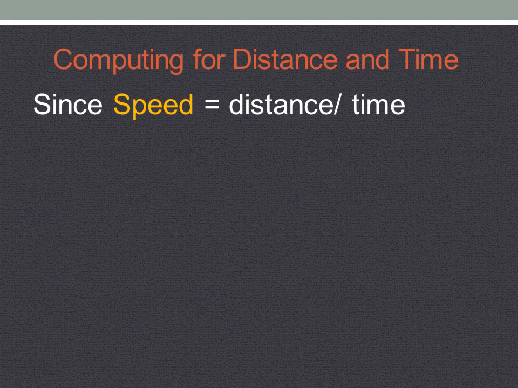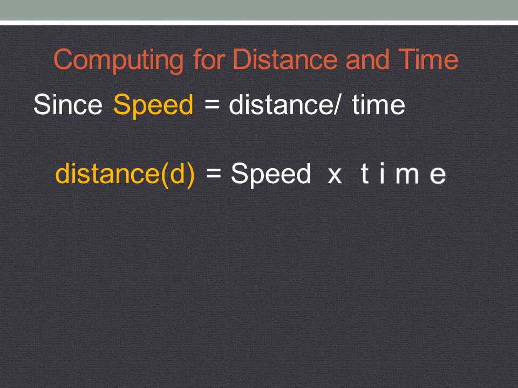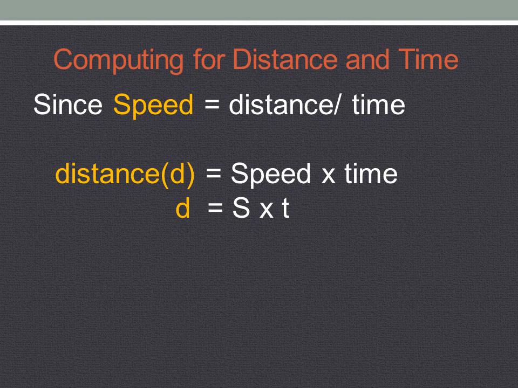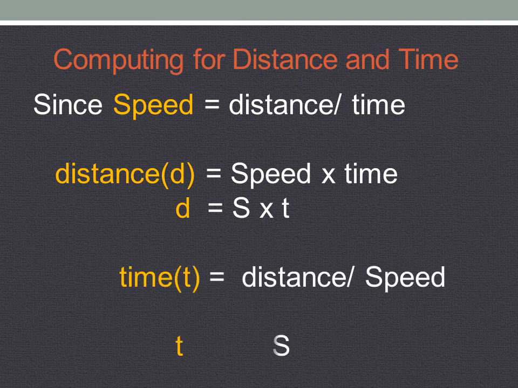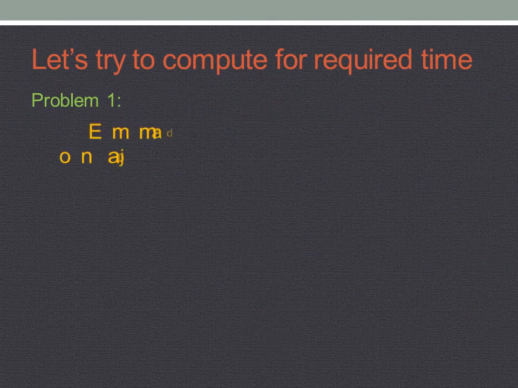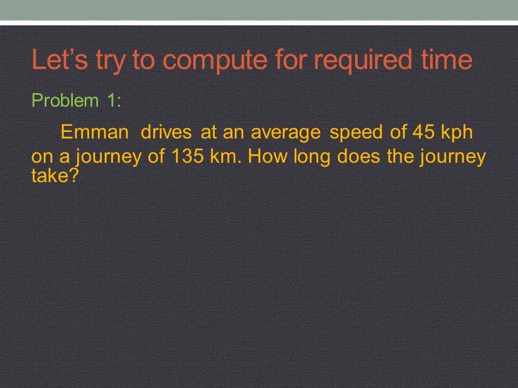Since speed, distance, and time are all related, we can calculate distances and times by simple arrangement of the formula. Distance can be computed by multiplying the speed and the given time, while by dividing the distance by the speed, we can compute for the time. Here are sample problems on how to compute for a required time and a required distance.